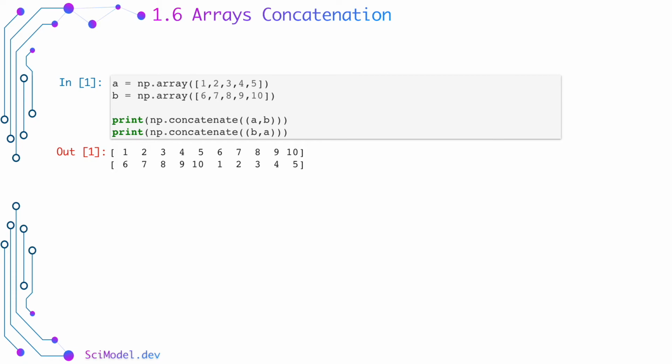It is important to note that the order of arrays defined in the concatenate function makes a clear difference in the output results. In the first case, you will concatenate B to A. However, in the second case, you will concatenate A to B.